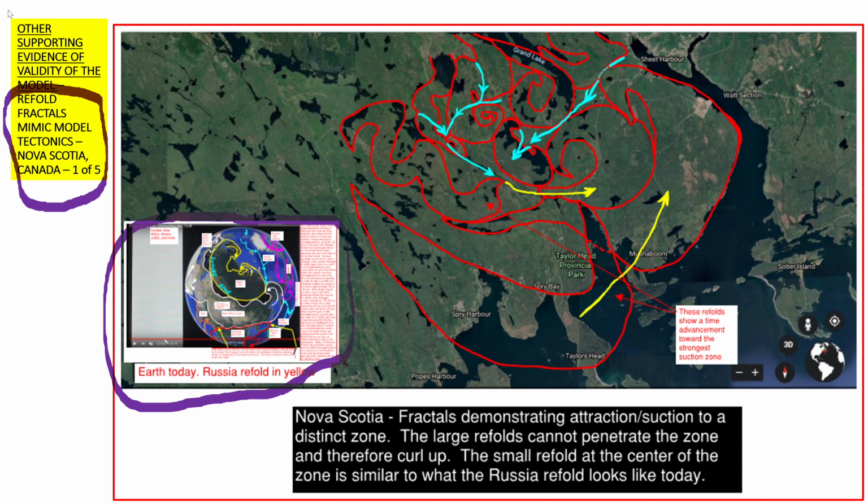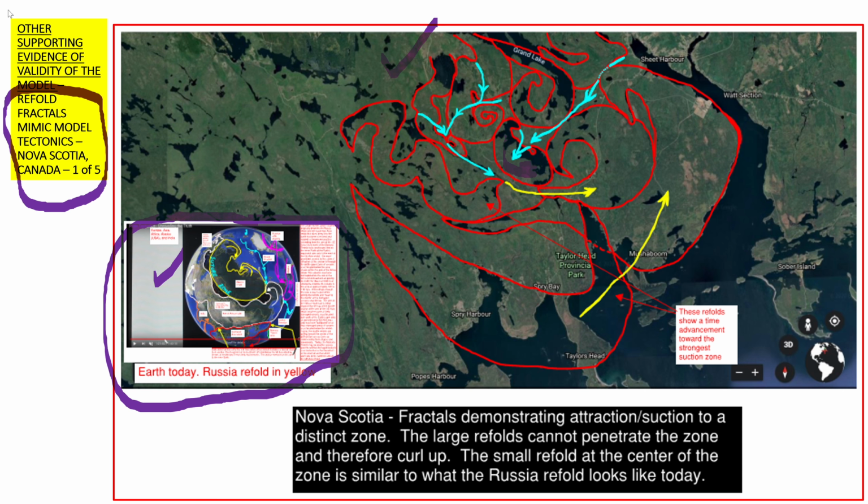So anyway, look at the main featured fractal here in Nova Scotia. Look at the center of it. Looks like the Russia refold here, right? I'm highlighting it. And if you look at the character of it, it's exactly like the one on the insert. Look at the way the left arm is up higher, the right arm is down more. You look at the forces coming in that are shown in blue.